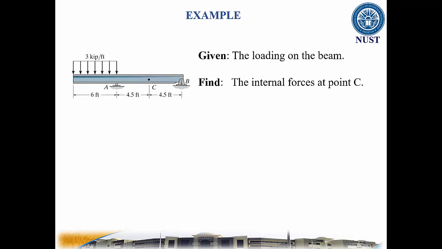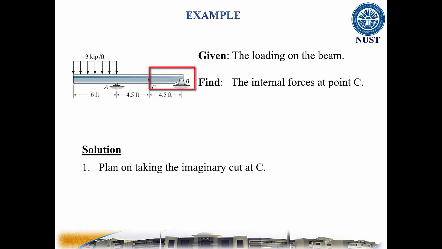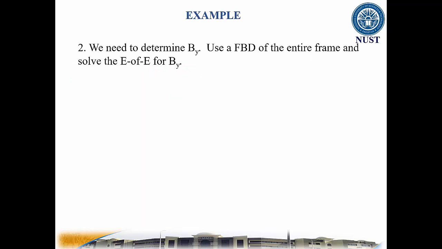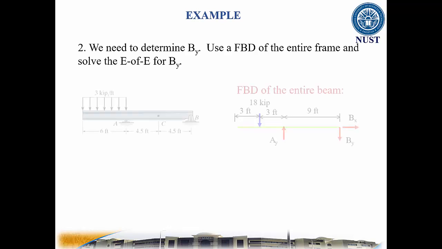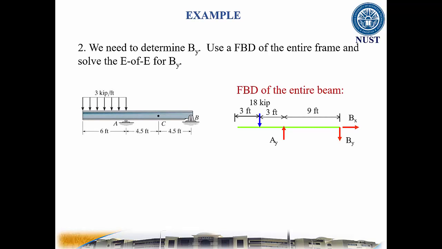To find the solution, the following procedure is recommended. Plan on taking the imaginary cut at C. It will be easier to work with the right section, the cut at C to point B, since the geometry is simpler and there are no external loads. We need to determine By, so use a free body diagram of the entire frame and solve the equations of equilibrium for By. The free body diagram of the entire beam is shown here.